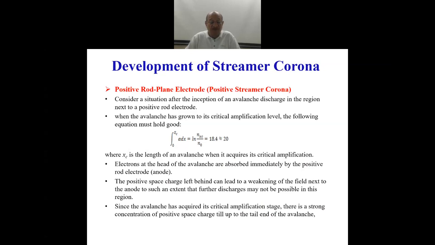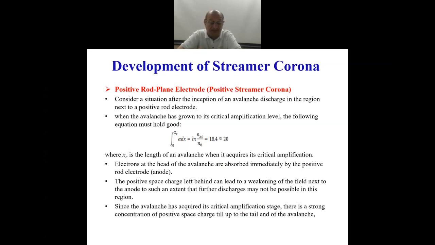Let's consider once again a positive rod plane electrode in this case, considering a hemispherical rod. Consider a situation after the inception of an avalanche in the region next to the positive rod electrode. When the avalanche has grown to its critical amplification level, because the depth in which the required field intensity remains will be longer, the depth delta x will be longer, the following equation must hold good.